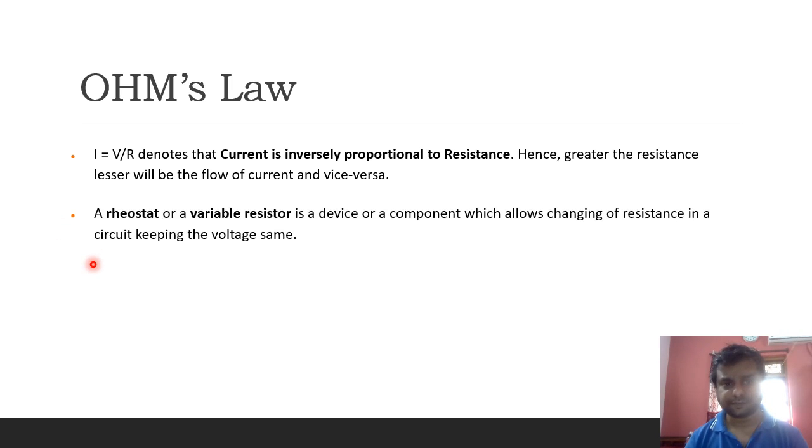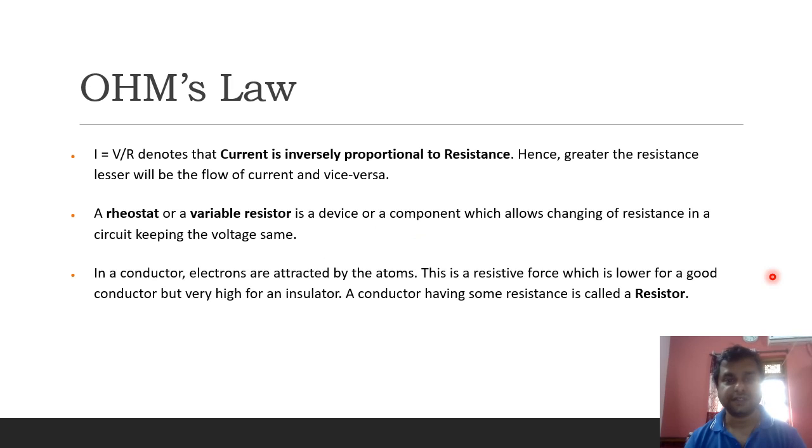Rheostat, or we call it a variable resistor, is a device or component which allows changing of resistance in a circuit, keeping the voltage the same. So without affecting the voltage, we can change the resistance using a rheostat, or variable resistor.